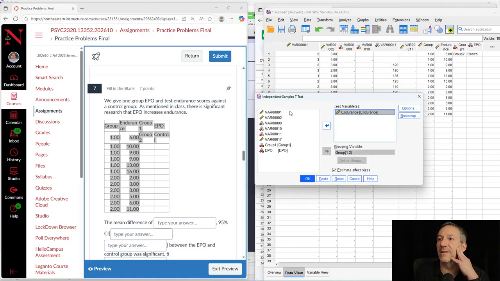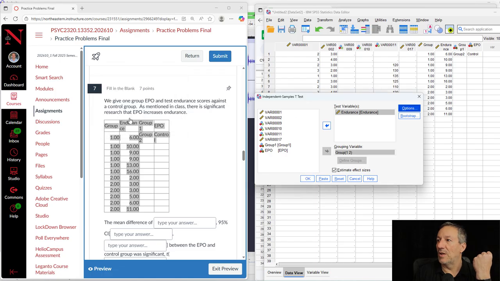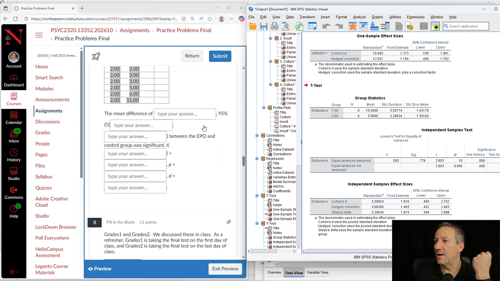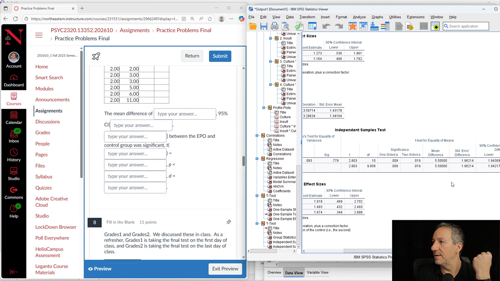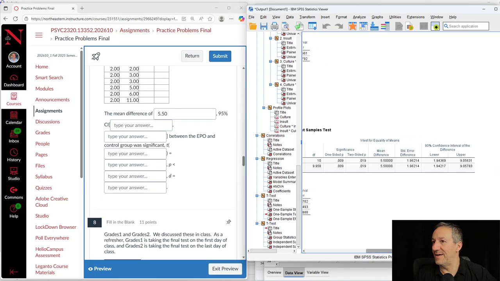Yeah, as mentioned in class, there's a significant amount of research that says that EPO increases endurance, and in that case, we would run a one tail. So options, again, changing it to 90. Click OK. There we go. So the mean difference, we get that from, scroll over just a bit, right there, 5.50. Confidence intervals are just a little bit to the right of that.